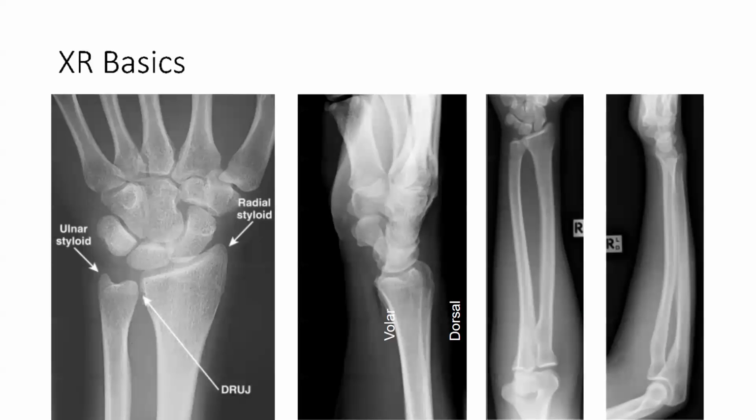Basics to do with X-rays. Obviously, we have a few different images here. The first one you can see on the left is an AP of the wrist. You can see a lateral in the middle, and then you've got long arm views of the radius and the ulna as well in an AP and lateral.